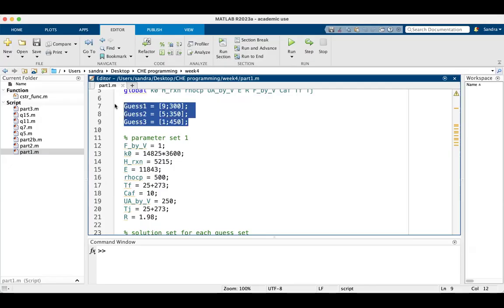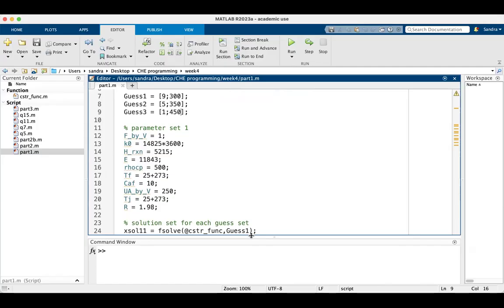So this requires prior knowledge, basically. Or else you can just keep doing trial and error. With multiple guesses, you will end up having a single steady state concentration and a single steady state temperature. But that totally depends on what kind of system you are working on.